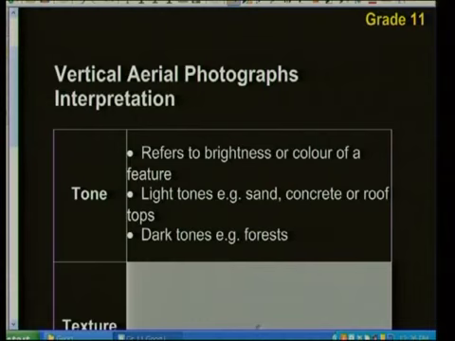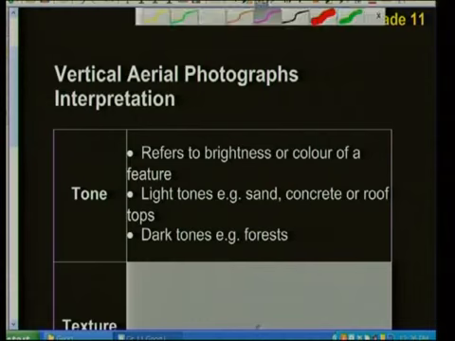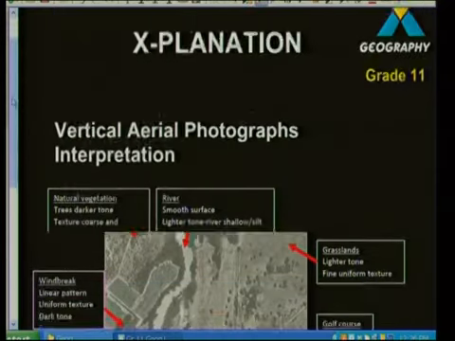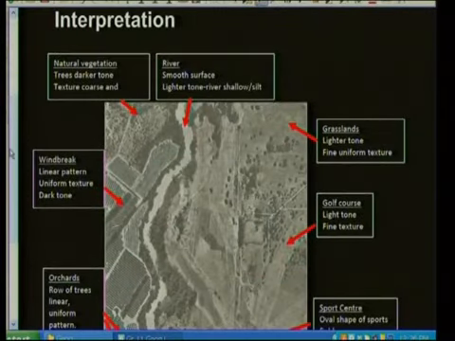Tone actually refers to the brightness and color of a feature. Light tones such as sand, concrete, and roof, those will be your light tones. Dark tones such as forests. Okay, let me just show you on a little picture here. If you look at this, these are the trees, okay, your trees. And they definitely have a darker tone.